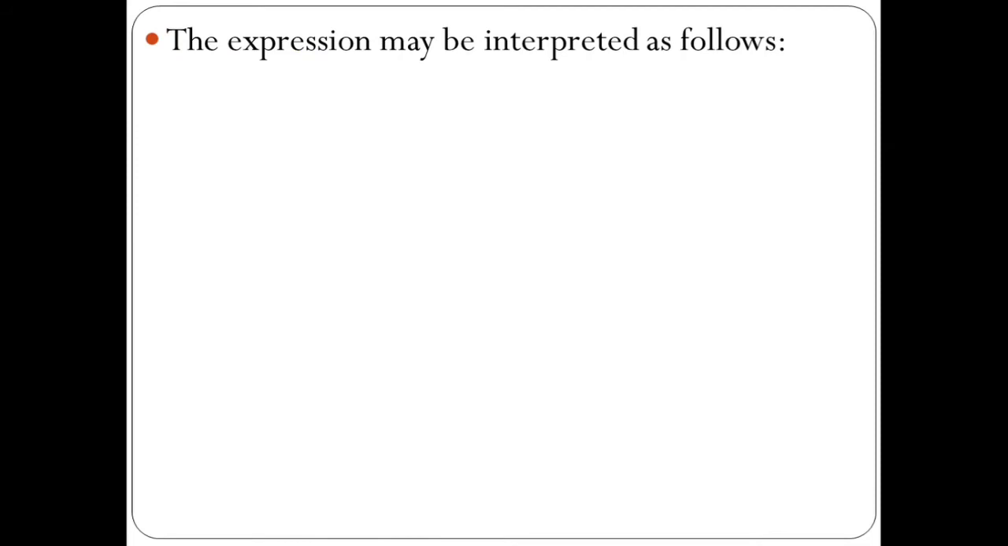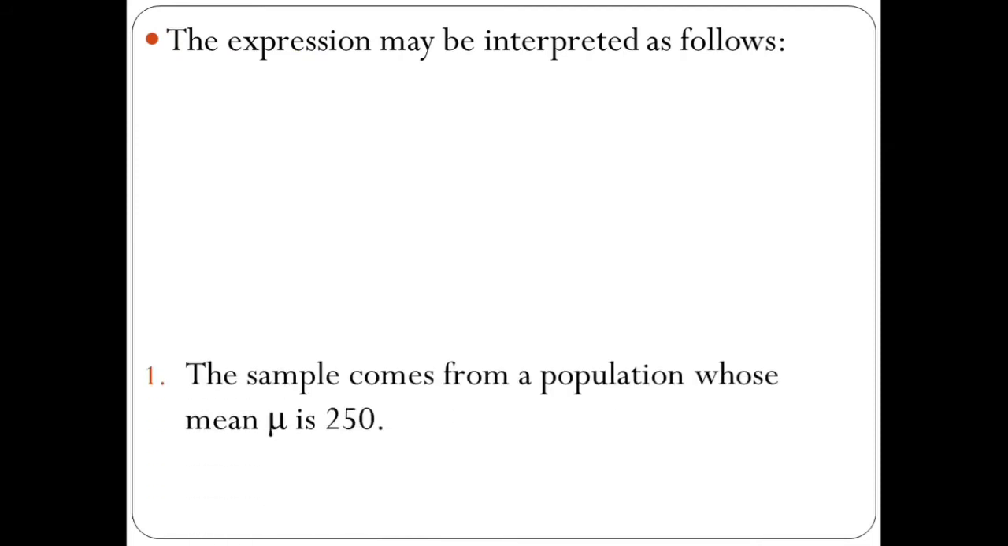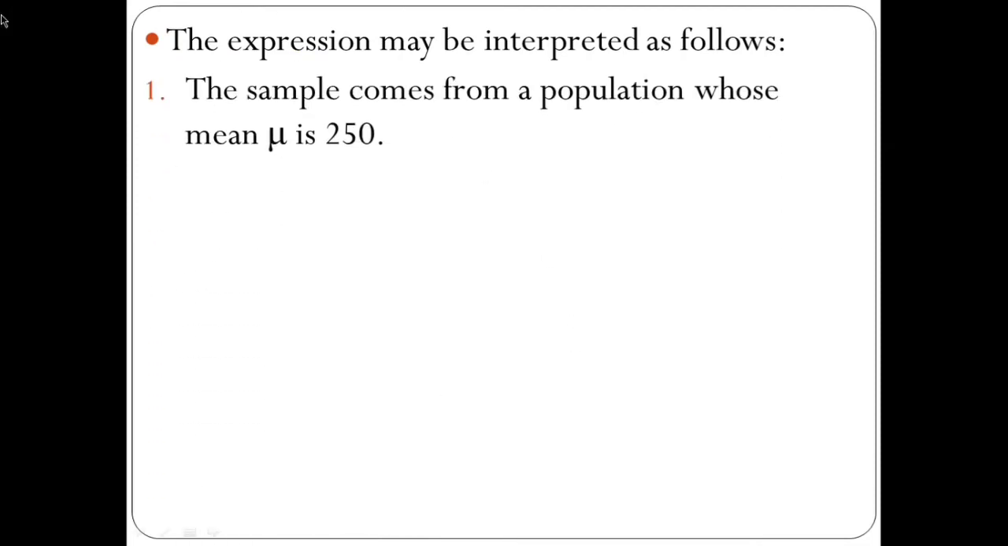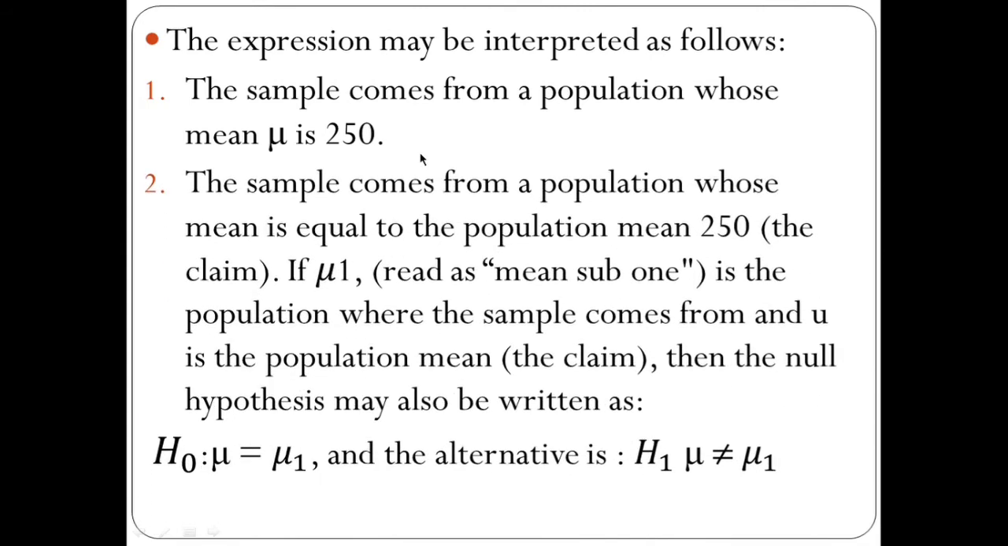Okay, so the expression may be interpreted as follows. Number 1, the sample comes from a population whose mean is 250. Okay, so galing po ito doon sa claim ng may-ari. And number 2, the sample comes from a population whose mean is equal to the population mean, which is 250. So it is the claim.